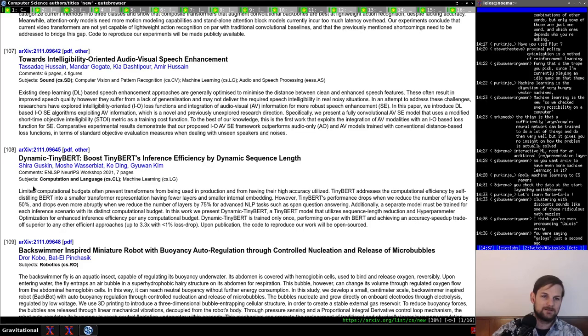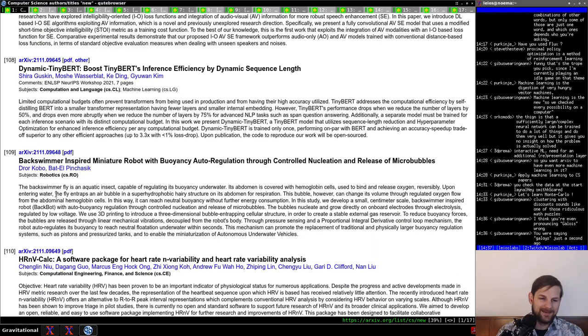Towards intelligibility-oriented audiovisual speech enhancement. What? Okay. Back swimmer, back swimmer inspired miniature robot with buoyancy auto regulation through controlled nucleation and release of microbubbles.